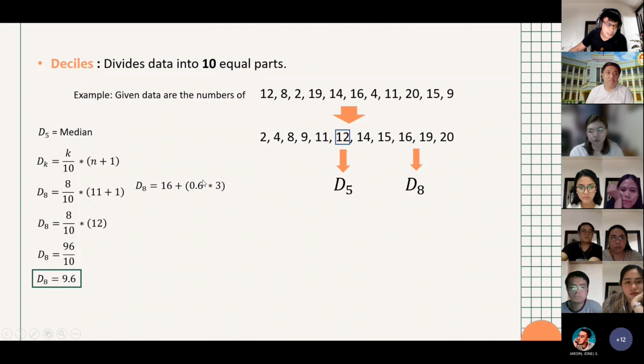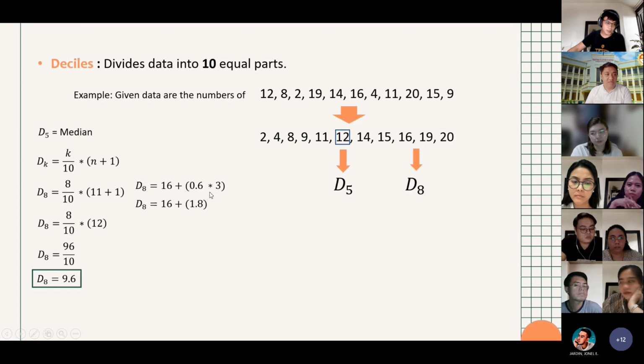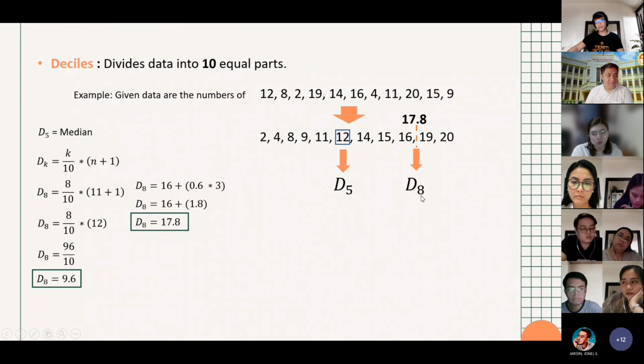Okay? So first thing that we're gonna do is kukunin natin yung lowest value ng dalawa. So sa 16 and 19, ang lowest value natin is 16. So kunin natin 16 plus the decimal na nakuha natin dito, which is 0.6 times the difference ng 19 and 16, which is 3. Okay, nagigets po? Okay, so 3 times 0.6 is equals to 1.8 plus 16 is equals to 17.8. So our exact value for the dis of 8 is equals to 17.8.